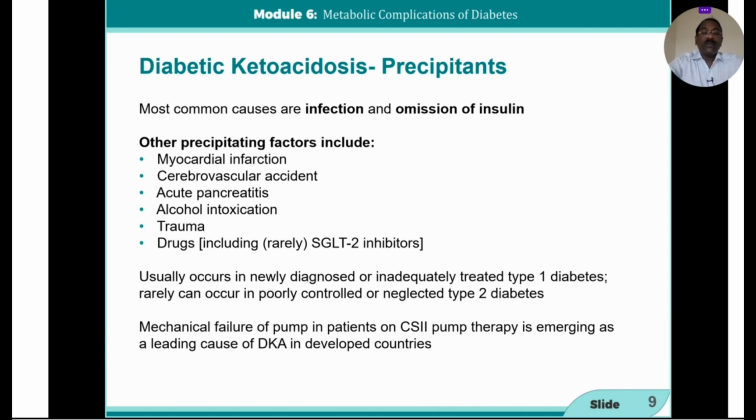Mechanical failure of the pump in patients on continuous subcutaneous insulin infusion pump therapy is emerging as a leading cause of DKA in the developed countries. That is not so common in our India, but still some people are on the pump. So pump failure can also cause DKA. Pump failure means no insulin at all. They thought the pump was pushing the insulin, but when the pump fails, they may not get sufficient insulin in the body. So obviously they get DKA at a later time.